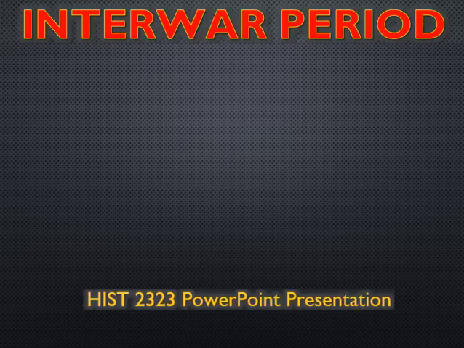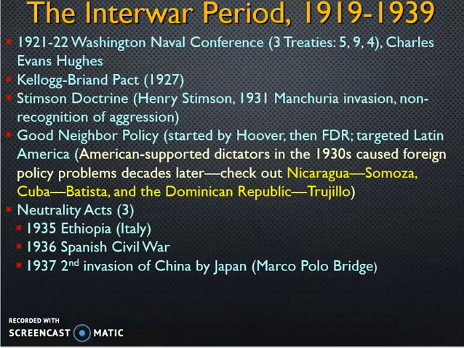History 2323, lecture overview in the interwar period. This is the time between World War I and World War II. Okay, the U.S. is involved in world activities. You'll see here some treaties, but usually they're considered isolationist during this period, which isn't really an accurate assessment.